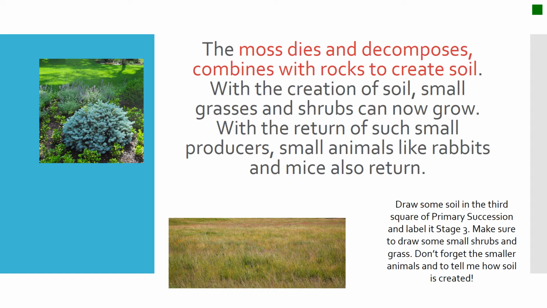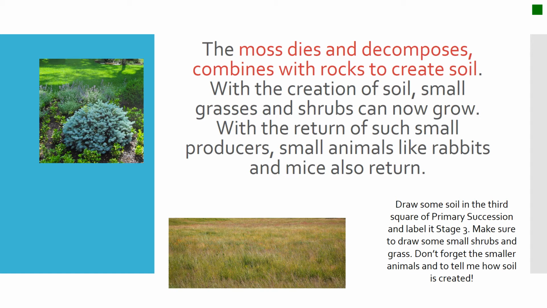And once the moss dies, it actually combines with those smaller bits of rock. And slowly but surely, we start to create regular old dirt or soil, things that actually have some nutrients inside of it. And those nutrients come from the decomposed mosses and lichens. So once I've started to create this soil, now certain things can start to grow. And usually what grows first are smaller shrubs, grasses, small flowers. It's going to be things that are pretty low to the ground.